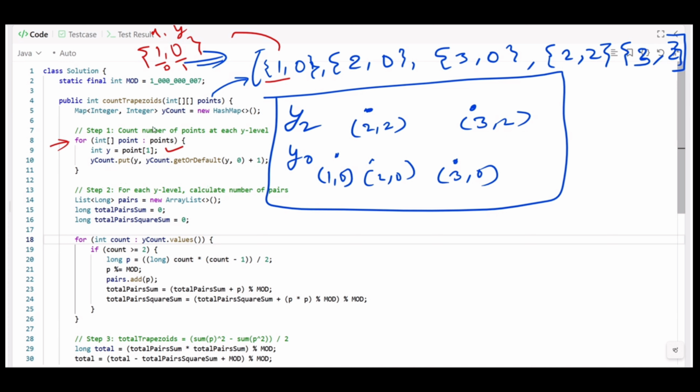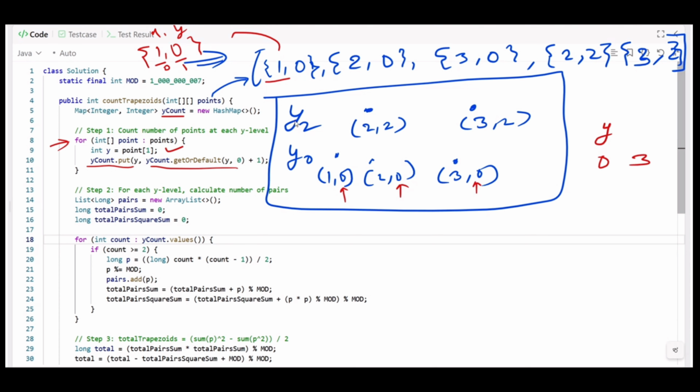Now what we need to do, we have a y count, right? On the y count we'll do put, because this is a map of integers. So we'll say y count dot get or default. If there is any y value there, we'll get it from there and do +1, which will increase the y count. This is the y and this is your value. Let's suppose for this example y is 0. Very first it will come 0, here y is 0, here y is 0, here y is 0, which means for 0 we have 3 times, right?